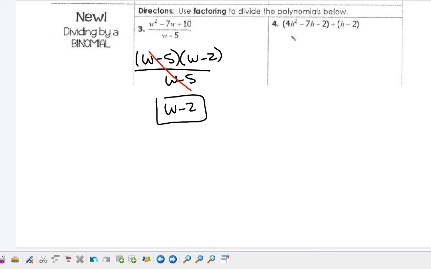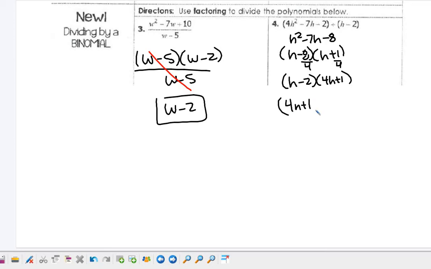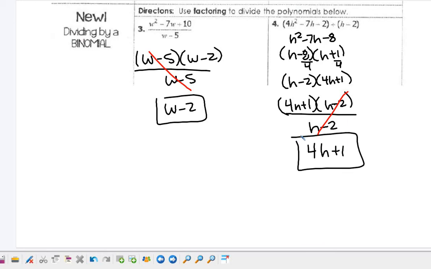Same here, we can rewrite this h squared minus 7h minus 8. So h minus 8, h plus 1, divide by 4. And we get h minus 2 and 4h plus 1. So that gives me 4h plus 1, h minus 2 divided by h minus 2. So just rewrite it as a fraction division. And again, rational expressions take hold. Anything over itself is 1 and leaves me with 4h plus 1. Okay, so those are rational expressions, something we've already tackled at this point.